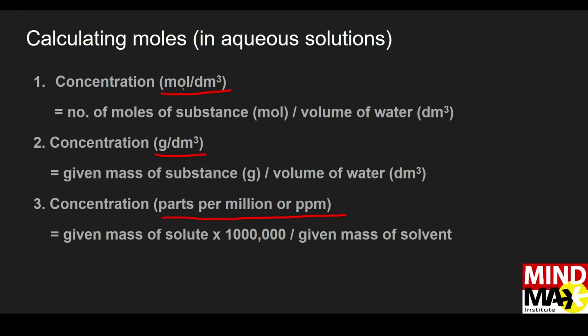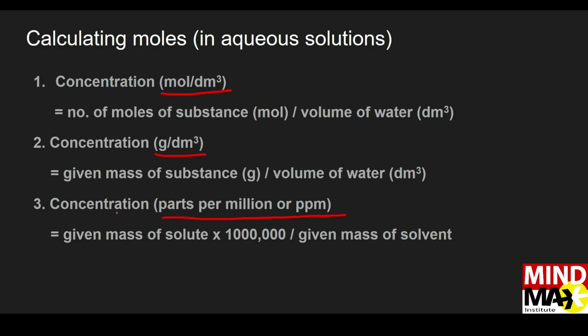So if you want to express this in moles per dm cube, you have to divide the number of moles of the substance which you're dissolving in the water by the volume of the water in which you're dissolving it. If you want to find the concentration in grams per dm cube, we divide the given mass of the substance which you're dissolving by the volume of water in which you're dissolving it.